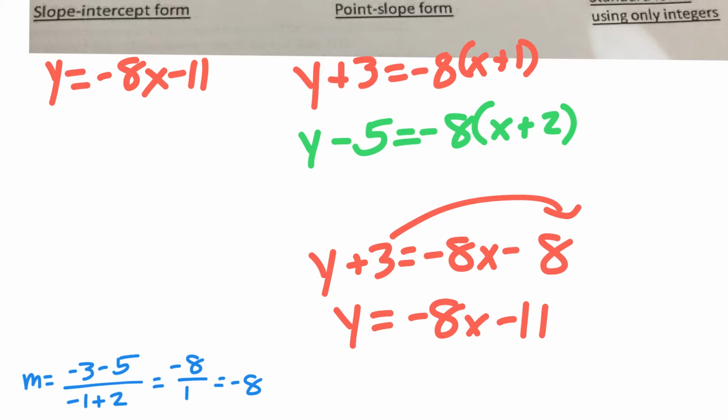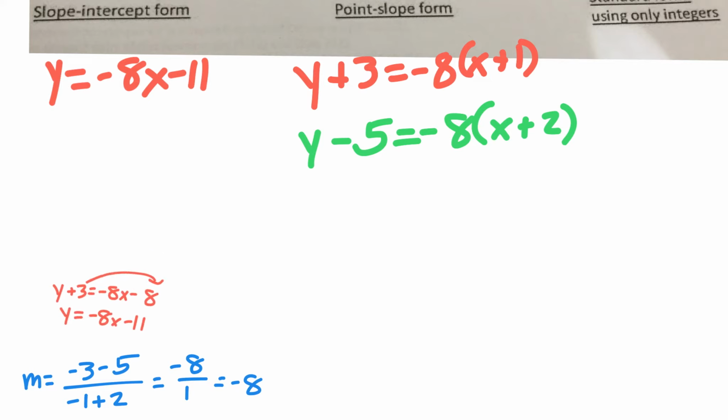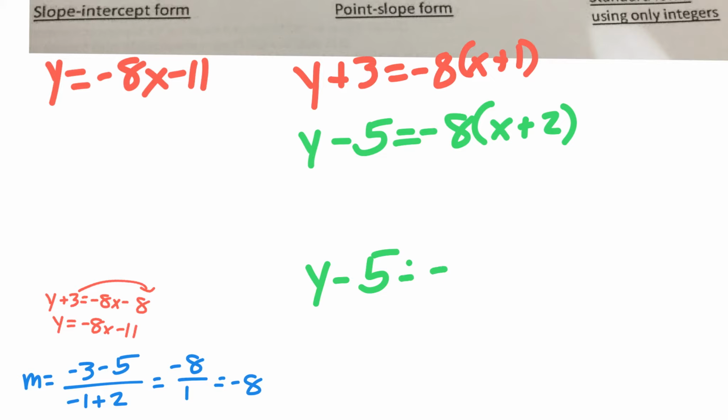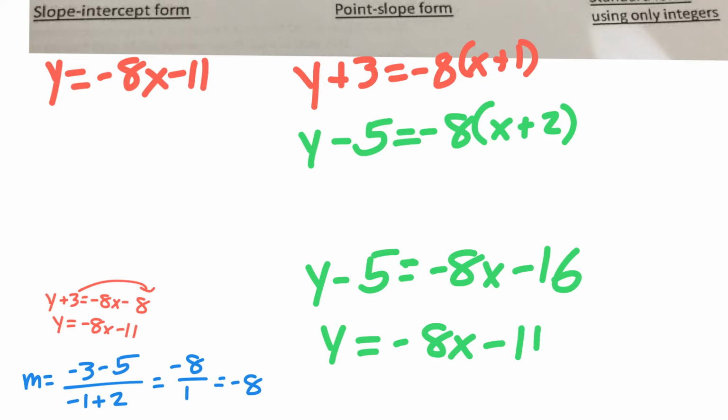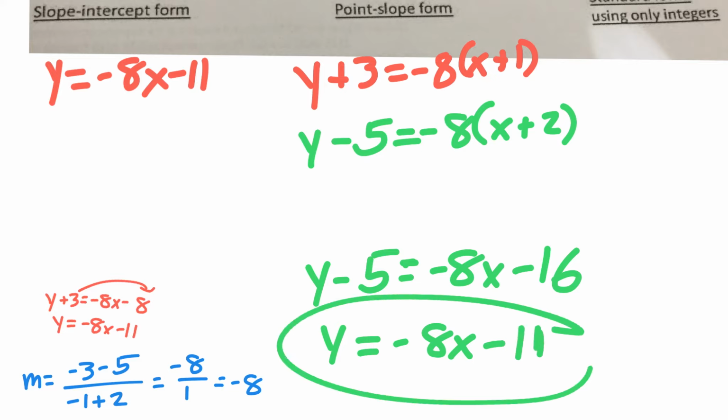Now just to show you, what if you would have picked the green one and you put it in slope-intercept form? Okay, well that's going to be y minus 5 equals negative 8x minus 16. That says y equals negative 8x minus 11. So no matter which point-slope form you pick, you get the same slope-intercept form because they point to the same line. So once you simplify it and put it in slope-intercept form, these two lines have the same slope and they have the same y-intercept. So we graph them the same way.